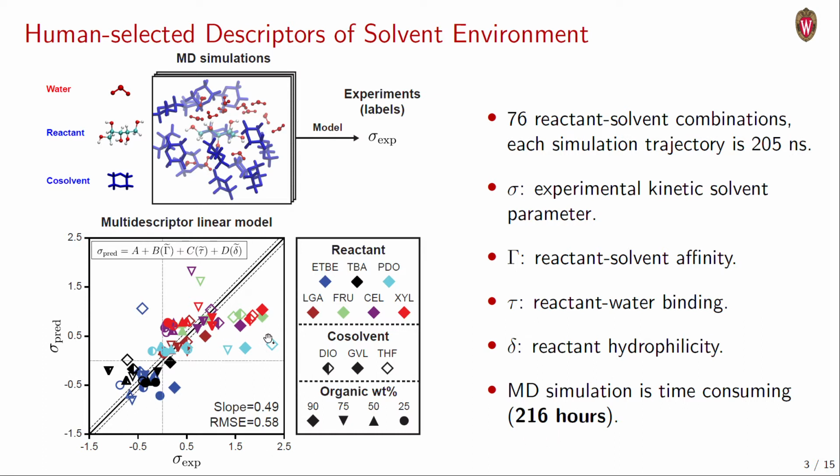On the left, we have a parity plot of the experimental sigma and the predicted sigma from the linear model. Different color represents different reactant. How the marker is filled represents different co-solvents. And different marker shape indicates organic co-solvent weight percentage. A perfect model would have a slope of 1 and a root mean square error of 0. We can see that our linear model does not predict very well.